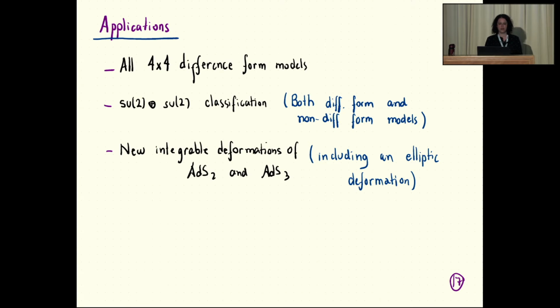We also managed to find the new integrable deformations of AdS2 and AdS3 S-matrices. And this includes an elliptic deformation, which is quite interesting. It's an elliptic deformation that interpolates between AdS2 and AdS3. So it depends on elliptic functions, and when the modulus of the Jacobi functions goes to 0, you get AdS3. But when the modulus goes to infinity, you get AdS2. So it's quite interesting.